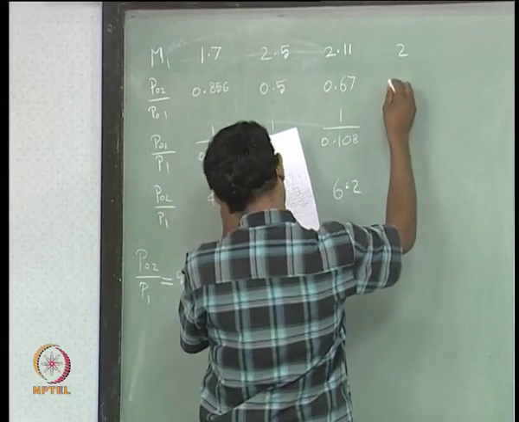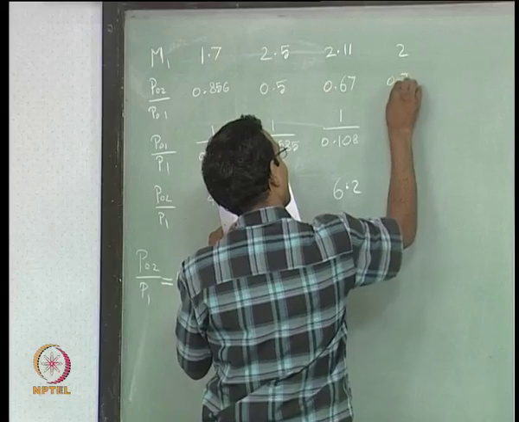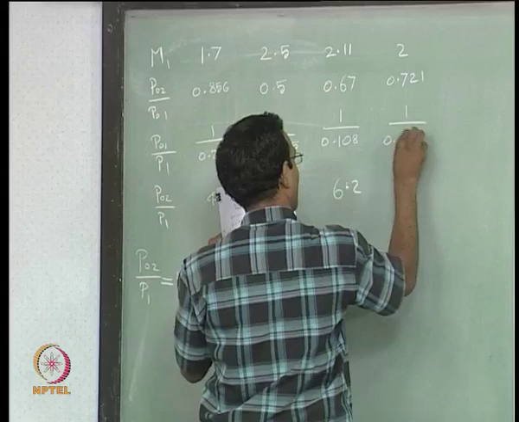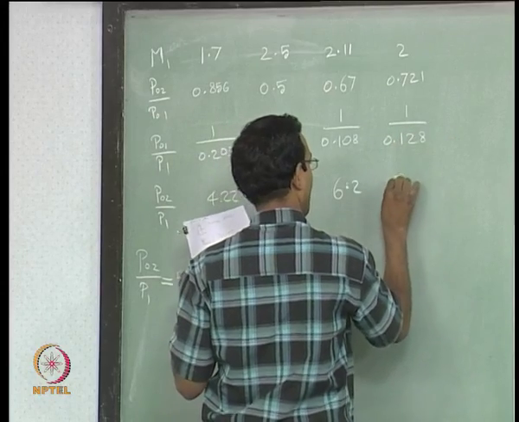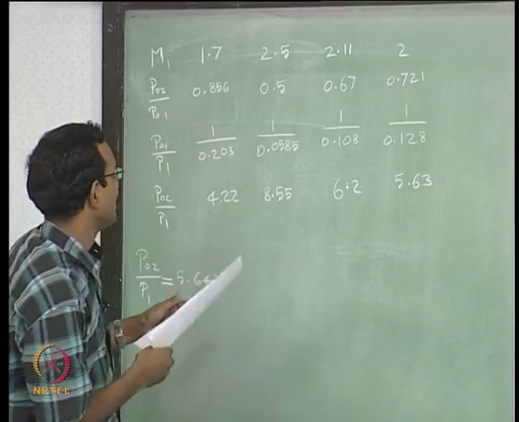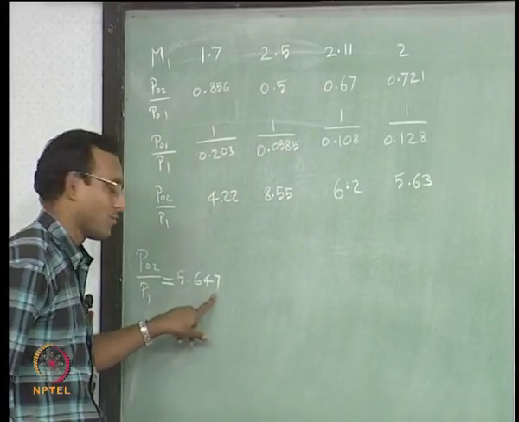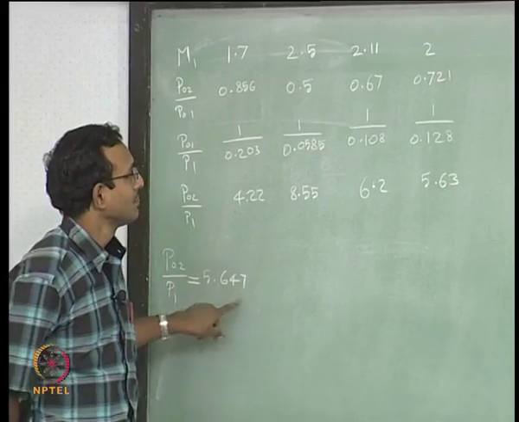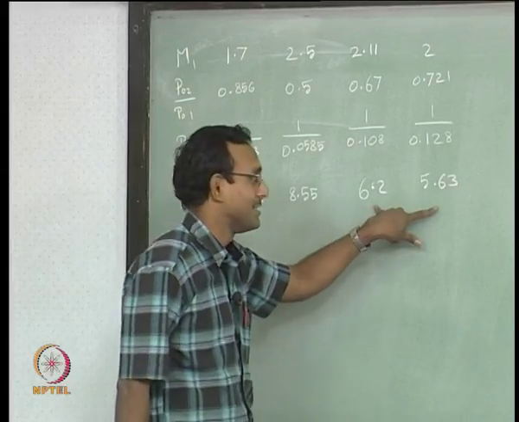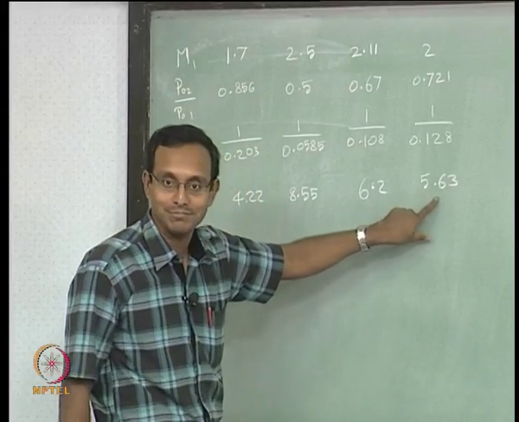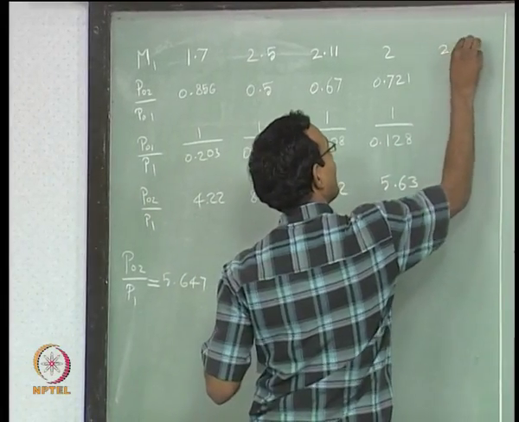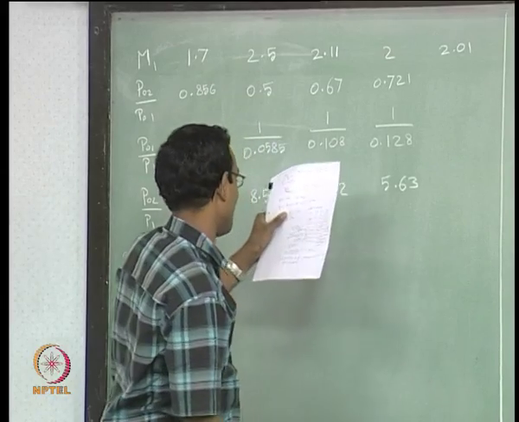So if I pick this, that number comes out to be 0.721, 1 by 0.128 and 5.63 comes up there, okay. 5.63, but we want 5.647, not exact answer, okay. So the answer is somewhere in between these two, but very close to this. So I will try one more, 2.01, and see what that looks like.